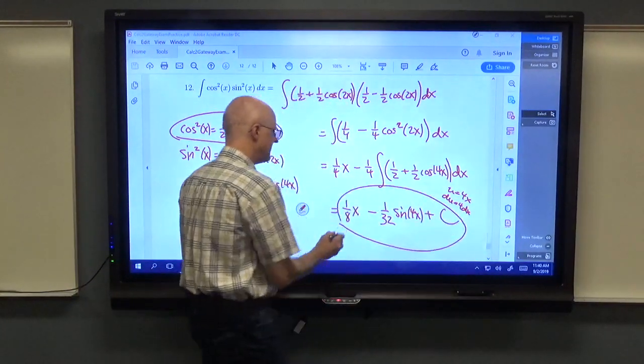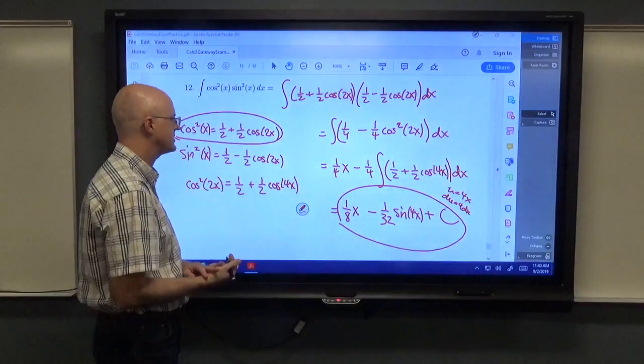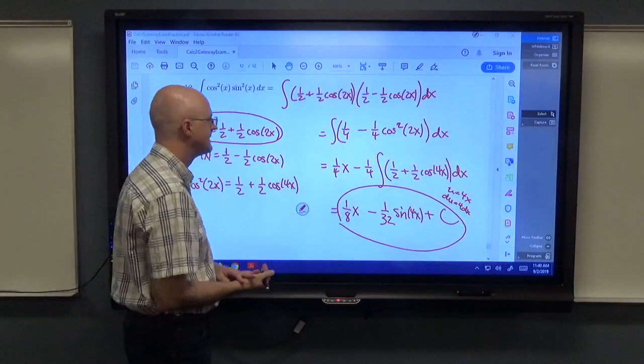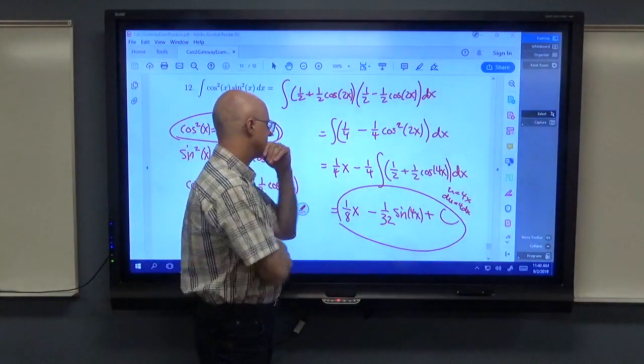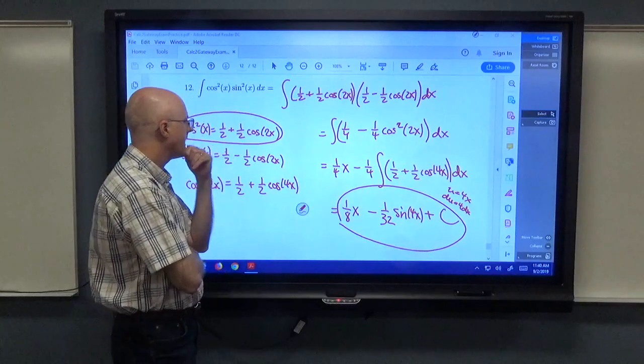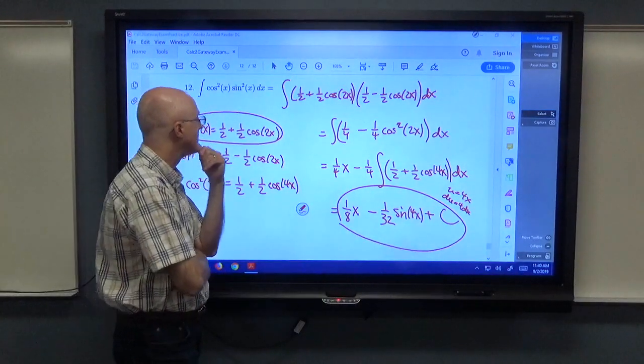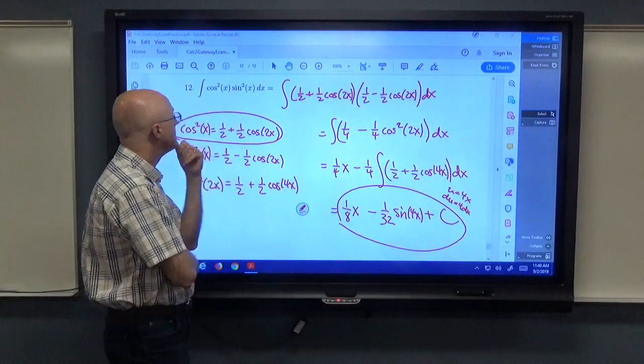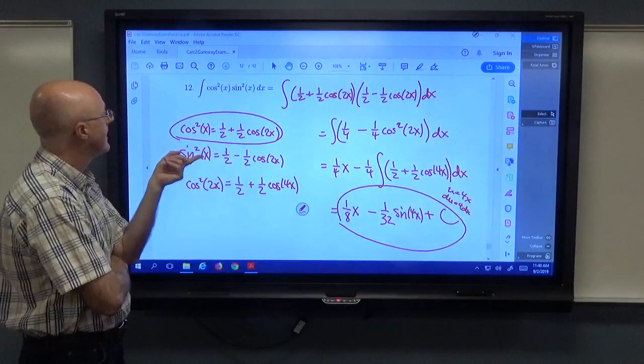This is correct. If you tried to check it by differentiation, you kind of have to work backwards in some way, and it would not be super easy. Okay, this would be hard to check. So, I believe this is right.